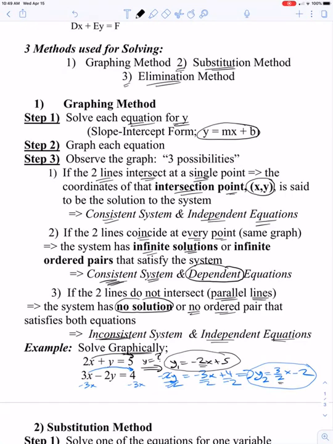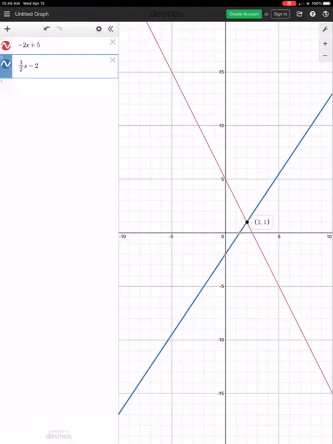So graphically, we know we're going to have a consistent system. They're going to intersect, and we know now they're only going to have one intersection point. So get your calculator out and graph them. And I'm going to pull up my grapher. And here we are on our grapher.